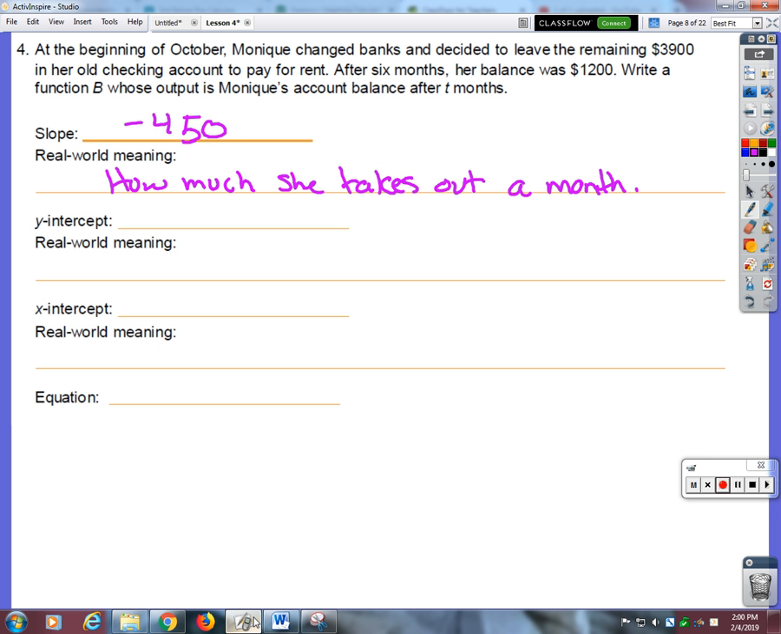Nope. There you go. Y-intercept is 3,900, and that's because that's how much money she had to start. Or as McKenna said on the other one, that's her starting balance. That family is homeschooling.